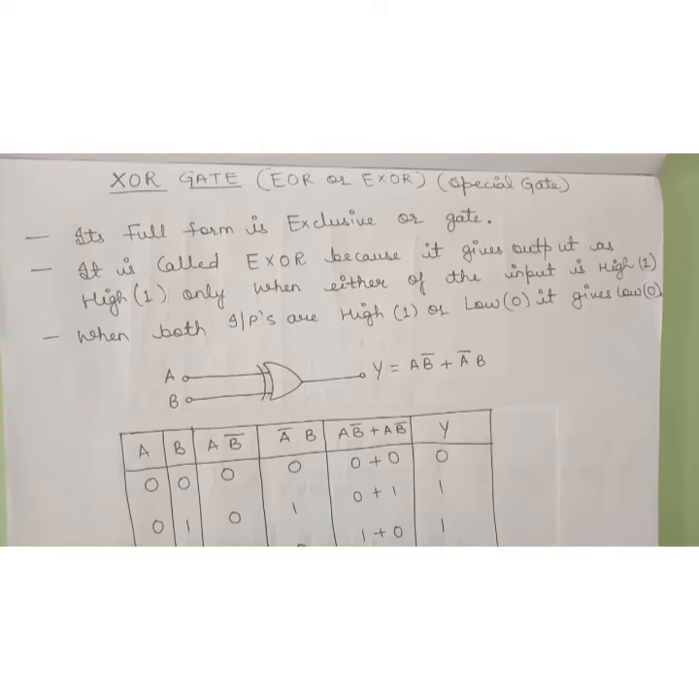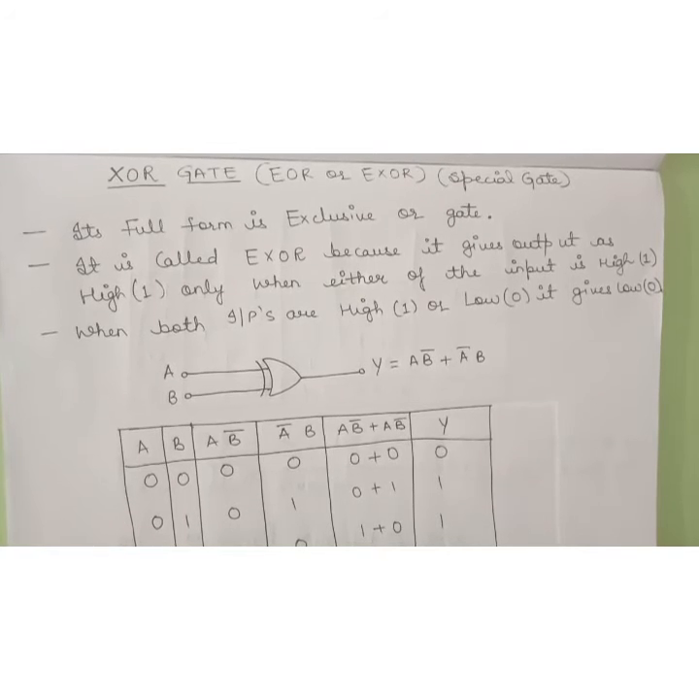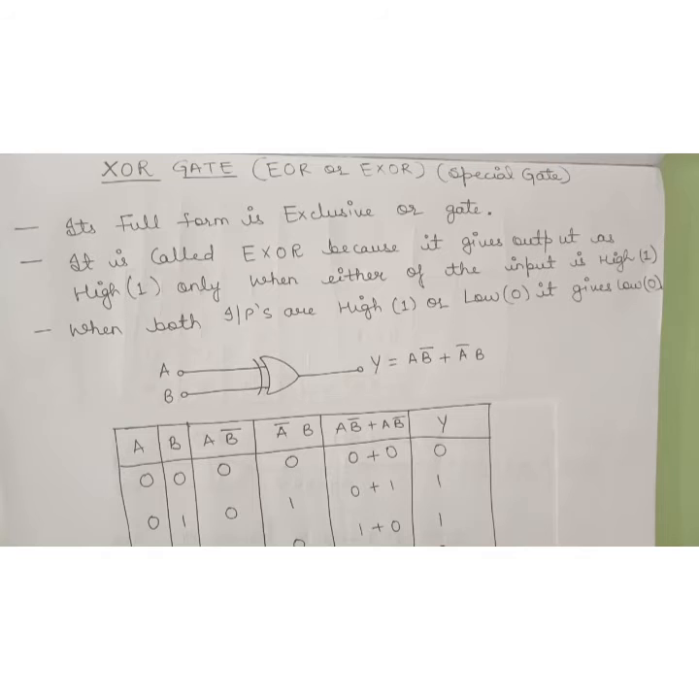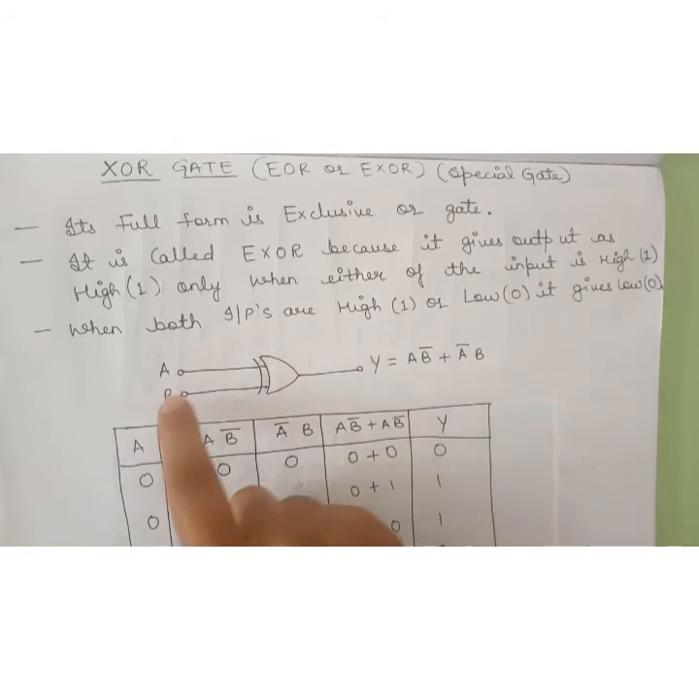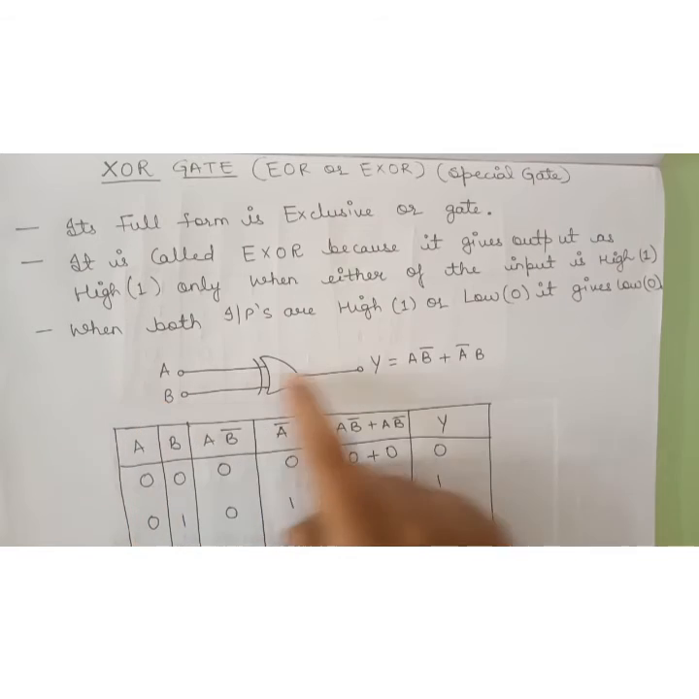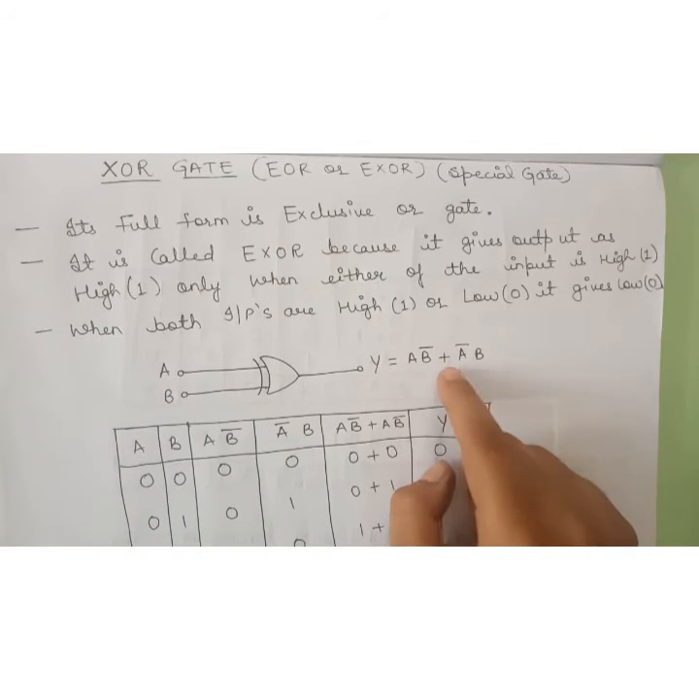Now, I hope that you understood what are basic gates and what are universal gates. So now let's know about the special gates, XOR and XNOR. The full form of XOR gate is exclusive OR gate. It is called exclusive OR gate or XOR because it gives output as high, that is 1, only when either of the inputs is high, that is 1. So when both inputs are high or low, it gives 0. Here on the screen you can see the symbol of the XOR gate. We give the inputs as A and B and the output will be A B bar + A bar B.